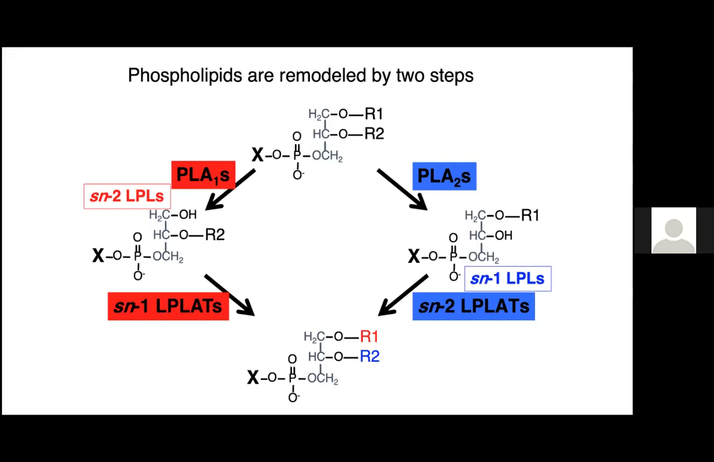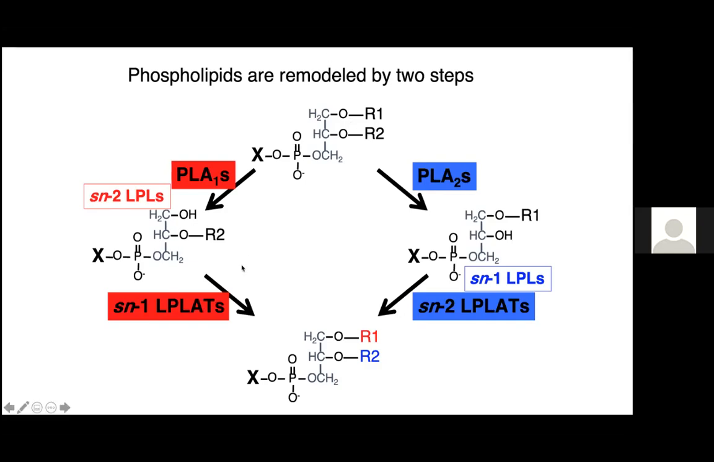In the 1950s, Lands et al. reported that not only SN2, but also the SN1 fatty acids are remodeled. Similar to the remodeling of SN2 fatty acid in phospholipids, the remodeling of SN1 fatty acid proceeds in 2 steps. The first step is removal of SN1 fatty acid by PLA1. And in the next step, fatty acids are introduced into the SN1 position of the resulting SN1-type lysophospholipids.